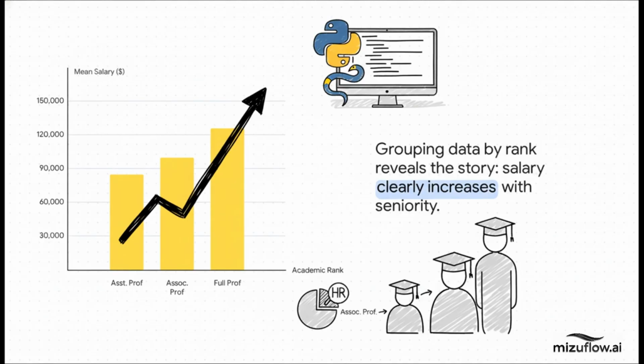And when we actually put that data into a chart, the story becomes crystal clear. When you group by academic rank, you see this undeniable step-by-step jump in salary from assistant to full professor. And this isn't just some academic exercise. This exact kind of analysis is what HR departments do every single day to figure out fair pay.